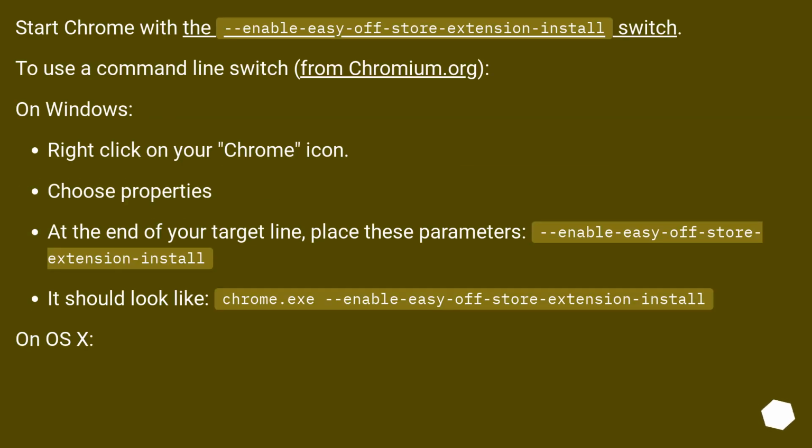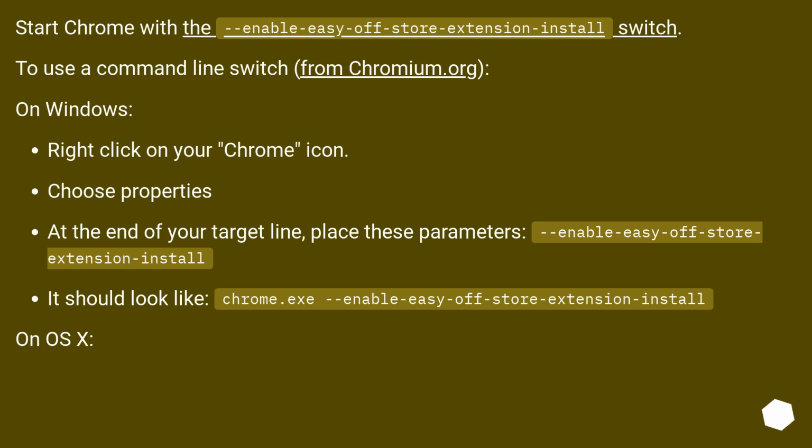Start Chrome with the enable-easy-off-store-extension-install switch. To use a command line switch, see chromium.org. On Windows, right-click on your Chrome icon. Choose Properties. At the end of your target line, place these parameters: --enable-easy-off-store-extension-install. It should look like chrome.exe --enable-easy-off-store-extension-install.